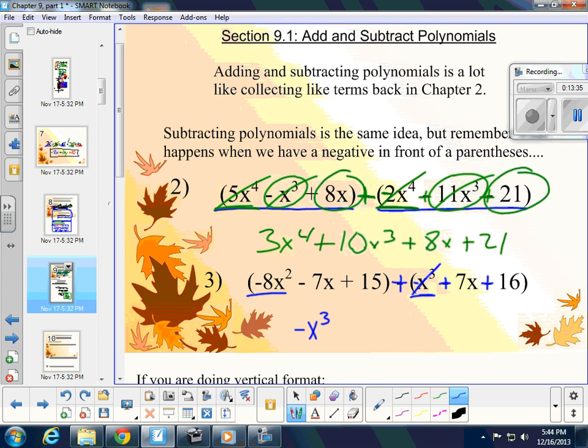And then again, I don't have any x squareds, so this is my next term, 8x squared. Now, I'm on to the next ones here. And look carefully here. This says negative 7x and now plus 7x. Well, negative 7 plus 7 is 0. So these actually just cancel out, and they aren't even going to factor into my end result.